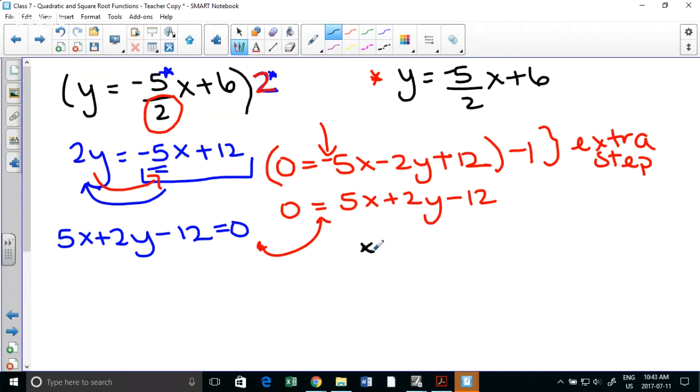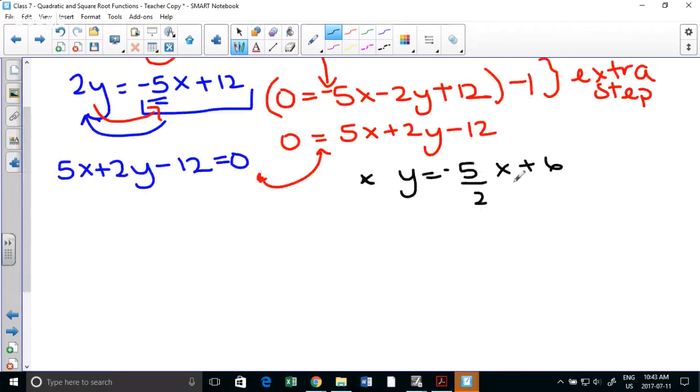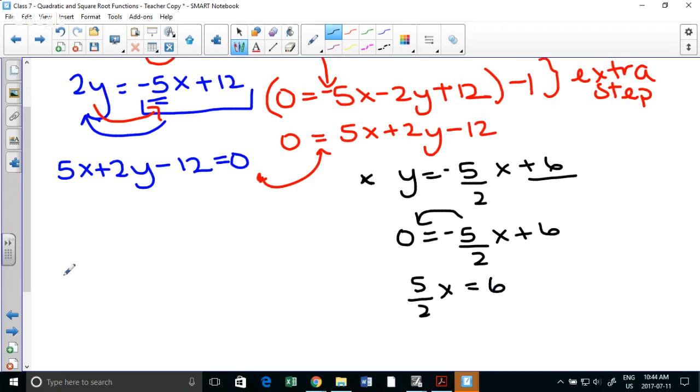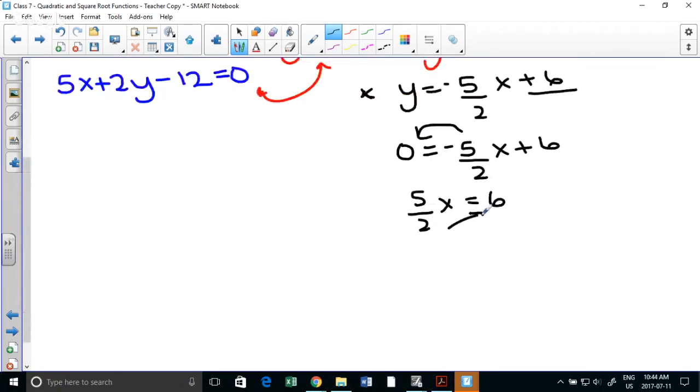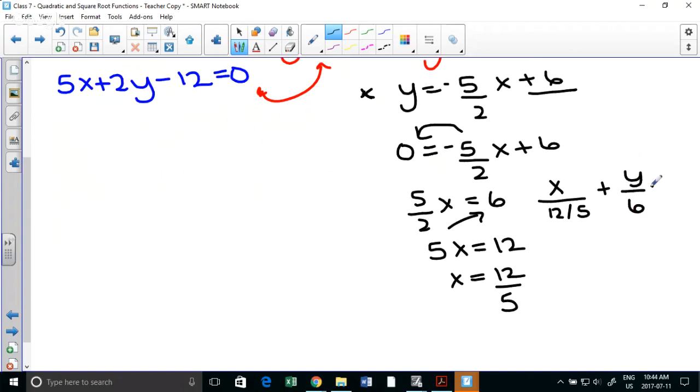Moving this down, if I am converting this to symmetric, I need the y-intercept and I need the x-intercept. So I'm going to solve for the x-intercept. I'll move this over. So I bring this 2 up, gives me 5x equals 12. So x is 12 over 5, meaning that my symmetric form is x over 12 over 5 plus y over 6 equals 1.